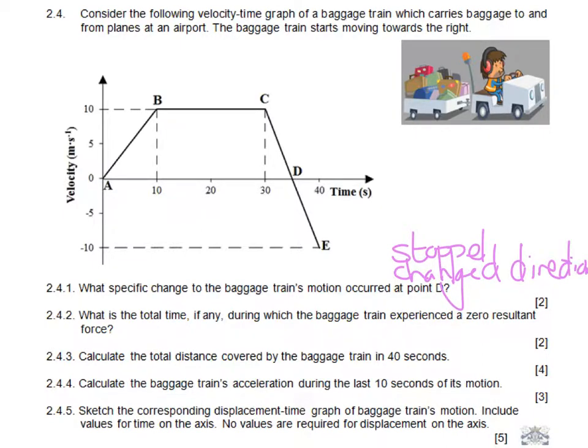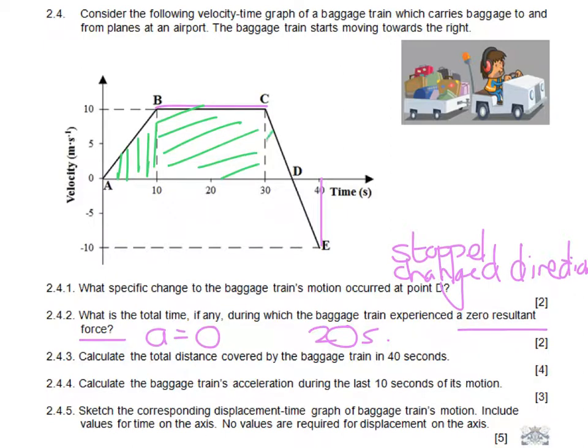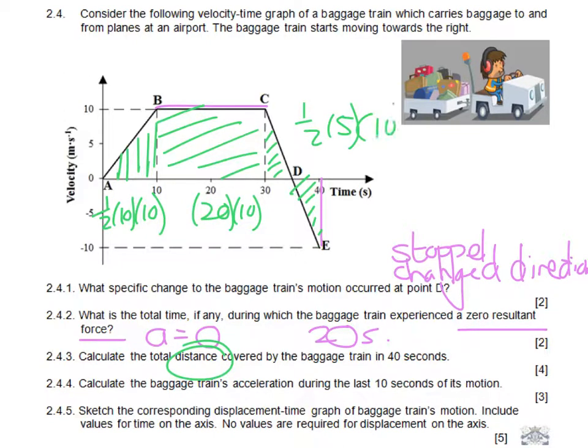What is the total time, if any, during which the baggage train experienced zero resultant force? Zero resultant force means acceleration is zero, and that is between B and C. How long did that take? 20 seconds. Calculate the total distance covered by the baggage train in 40 seconds. So the whole time, we are going to calculate the area under that triangle plus the area of that rectangle plus the area of that triangle, and the question is distance, so it's plus the area of that triangle. And when I add them all up, it's a half of 10 plus 10, it is 20 times 10, it is a half of 5 times 10 plus another half of 5 times 10, and that altogether turns out to be 300 meters of distance.